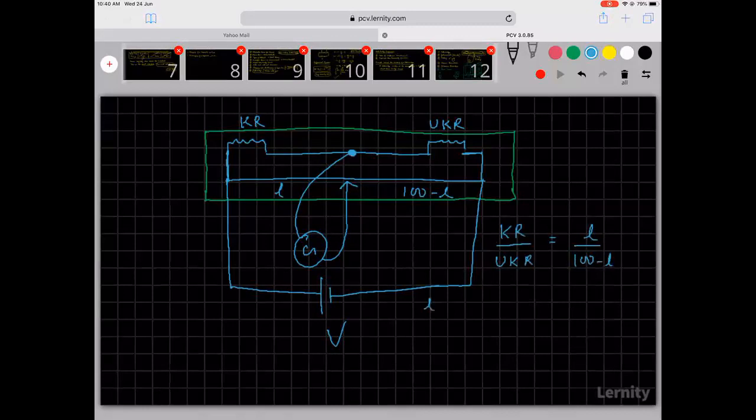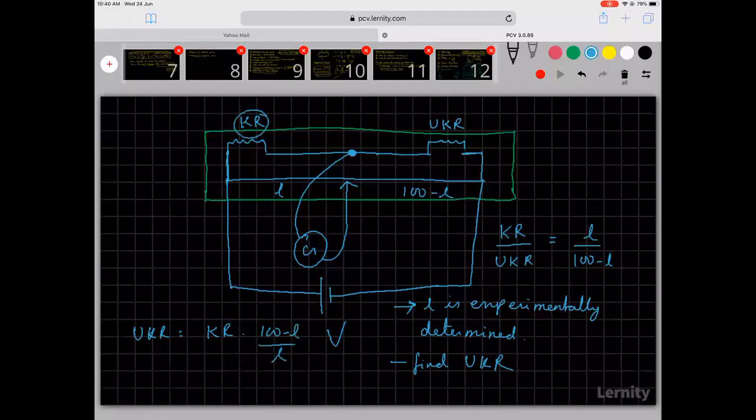Now, L is experimentally determined. Once you understand that L is experimentally determined, you can find the value of the unknown resistance. As per what we have done, unknown resistance is equal to known resistance into (100 minus L) by L. There is no rule that you have to put known resistance here and unknown resistance here. You can swap them. There is no big deal.